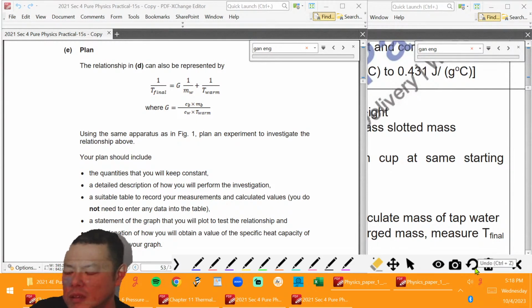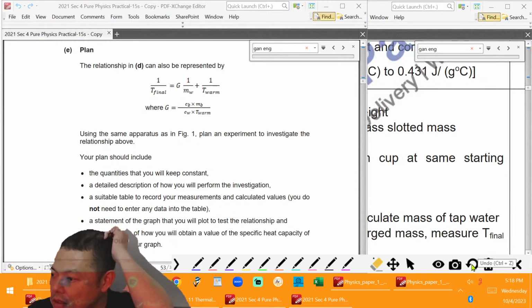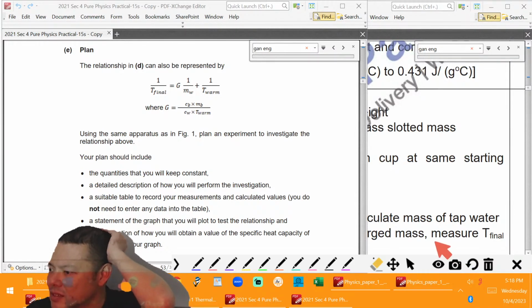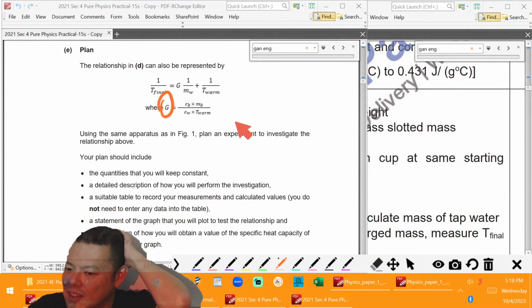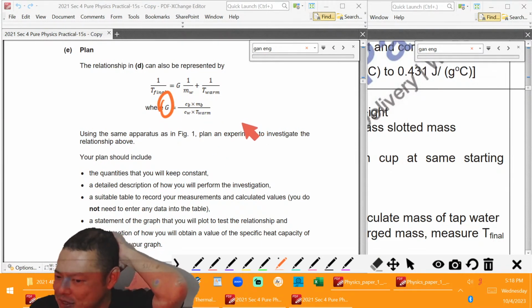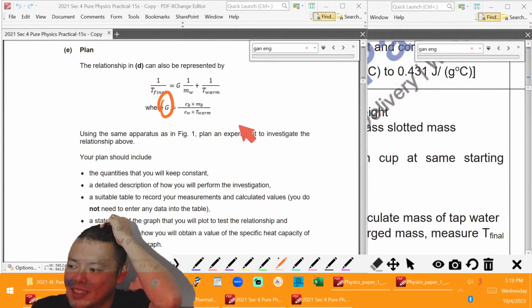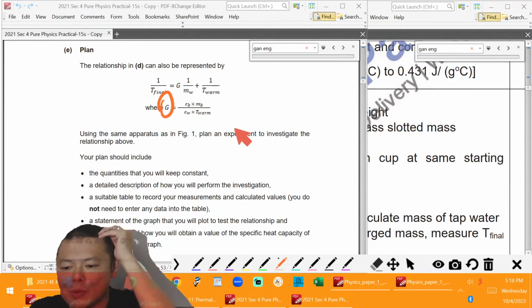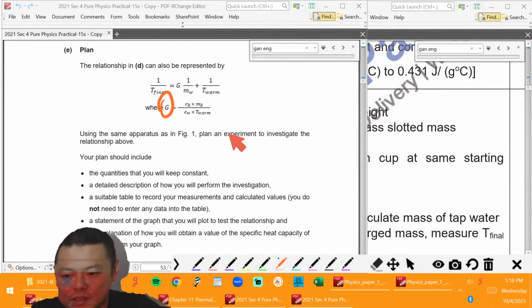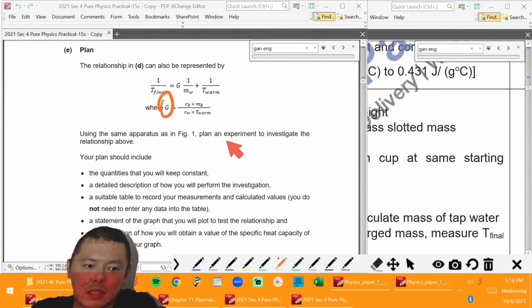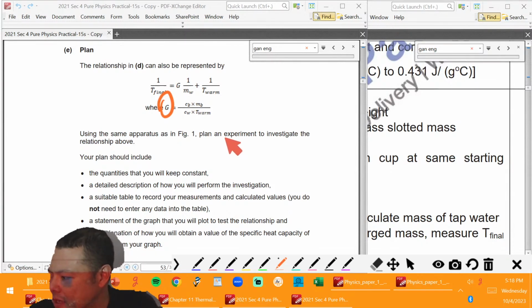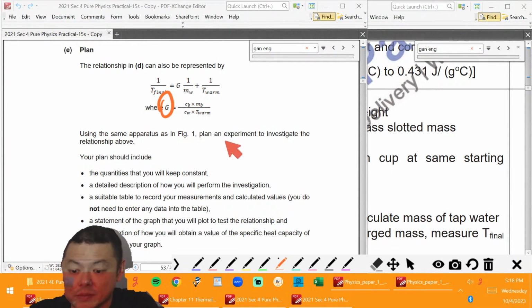Why do you have to keep mass constant? Because G is a constant, and in order for it to be constant, you have to make sure that it's constant. So I would suggest the initial temperature of the brass to be constant as well. That's actually quite important. But as to why, doesn't matter. I think it's to keep it like a control temperature, to make sure that it's consistent.